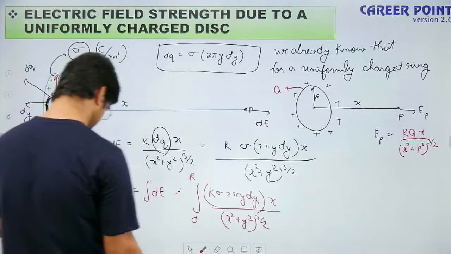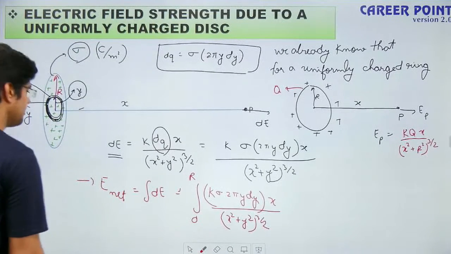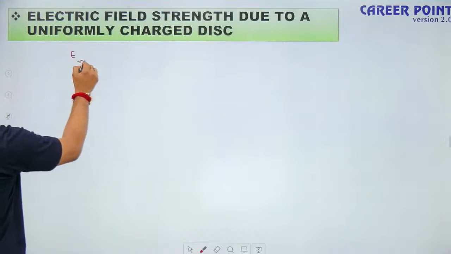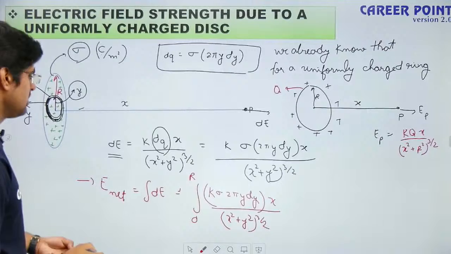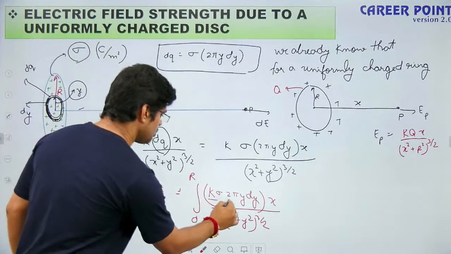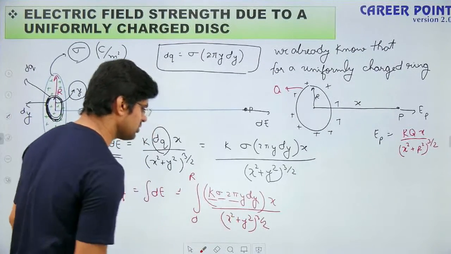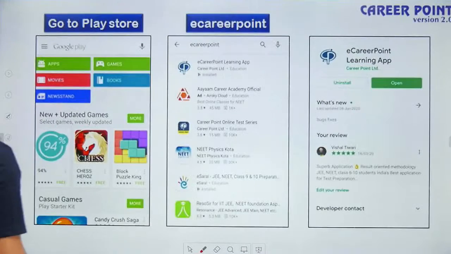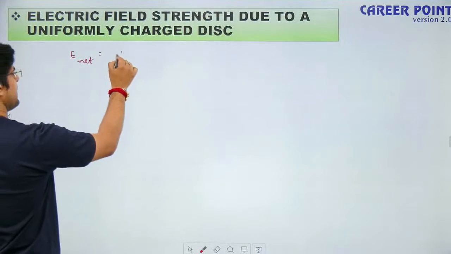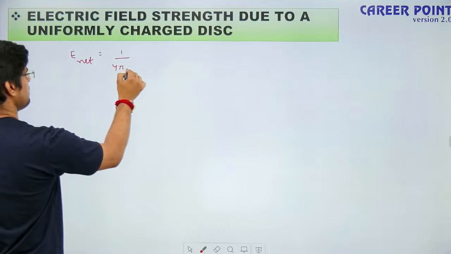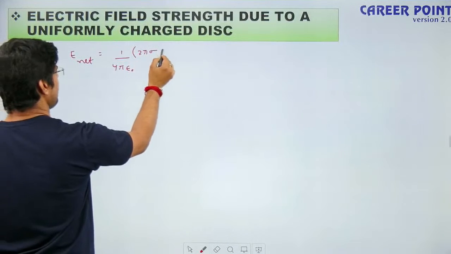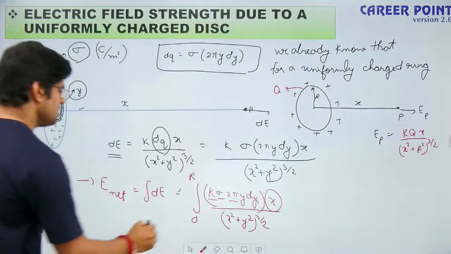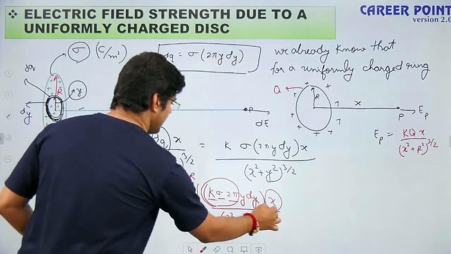Now I will continue with this integral from here. So what is the integral? I will rewrite. E net will be equal to K 2 pi sigma. I am taking this expression out, and also I am taking x out. So K 2 pi sigma x, K, that is 1 upon 4 pi epsilon naught, 2 pi sigma x. This I have taken outside. K 2 pi sigma and x I have taken outside.